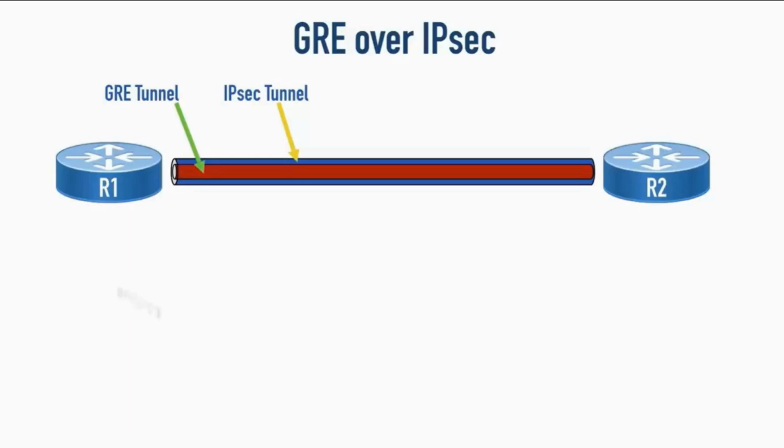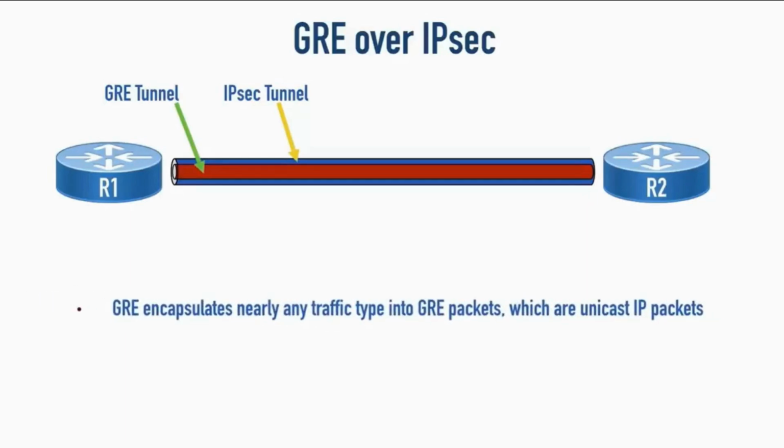We're going to take our traffic, put it inside of the GRE tunnel, then we're going to put those GRE unicast IP packets inside of an IPsec tunnel. That's how we can use these two different VPN protocols together to meet our goals of giving us flexible, secure communication across an untrusted network, across the internet. And in our next video, we're going to take a look at how to configure a GRE over IPsec tunnel.